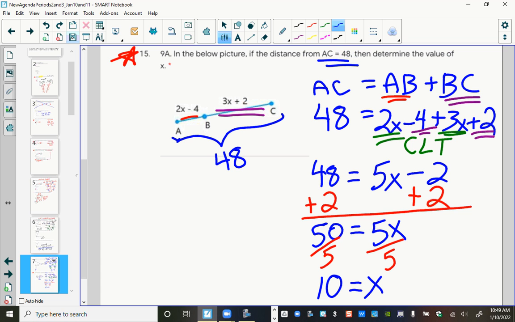All right. Questions about this problem here? The setup is the key. You've got to get this set up. I cannot stress it enough. Set up, set up, set up. Set up is the key.